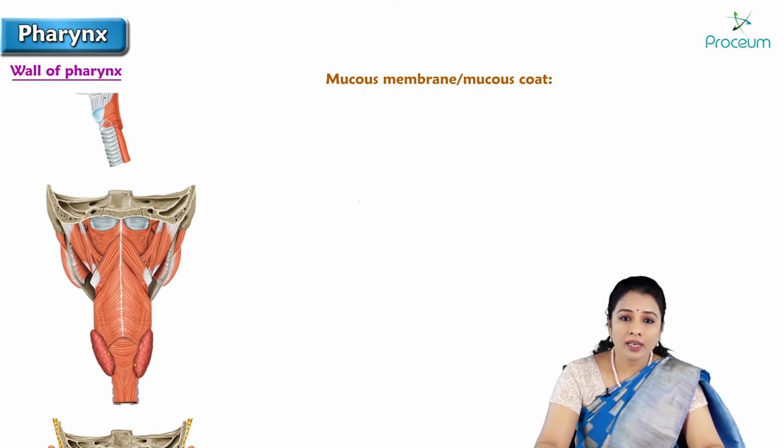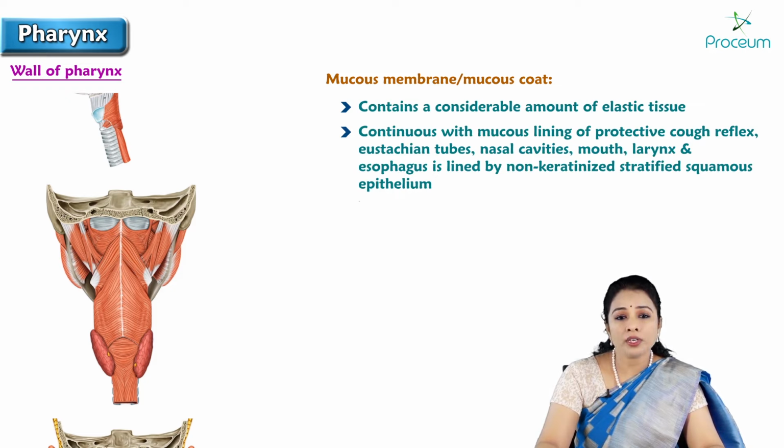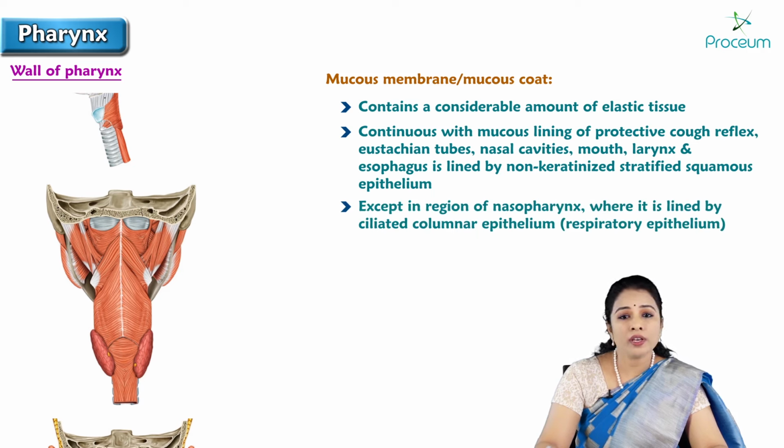Mucous membrane or mucous coat. The mucous membrane lining the pharynx contains a considerable amount of elastic tissue and is continuous with the mucous lining of the Eustachian tubes, nasal cavities, mouth, larynx and esophagus. They are all lined by non-keratinized stratified squamous epithelium except in the region of the nasopharynx, where it is lined by pseudostratified ciliated columnar epithelium, which is a respiratory epithelium.